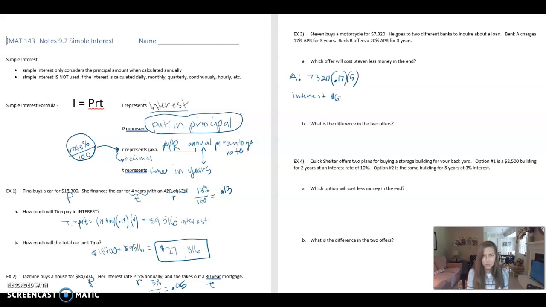Stephen, please don't do this. Stephen, this is not smart. Wow. I call this guy Stupid Stephen because he's buying a motorcycle and he's paying basically the cost of the motorcycle in interest. This is not smart. Don't be Stephen. Well, let's go to Bank B. Maybe they're going to help Stupid Stephen out. Okay, Bank B, Stephen's still going to get that $7,320 motorcycle. Wow, they charge 20%, but only for 3 years. 20% is crazy. Okay, don't go to that bank.